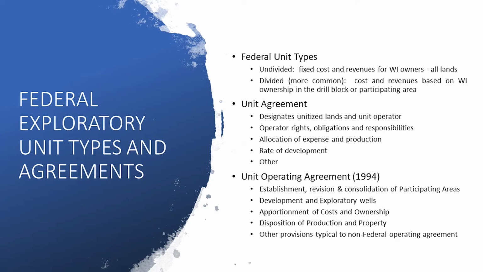There's a unit operating agreement, which is the federal form of our standard AAPL model, 89, 82, all those different forms that we have out there. And what that will do is obviously govern the development of exploratory wells and development wells. It talks about the apportionment of cost and ownership, the disposition of the property, and various other provisions that you would see in more of a private JOA or an AAPL form JOA between two parties. And what's very important there is it also establishes how you revise and consolidate participating areas.